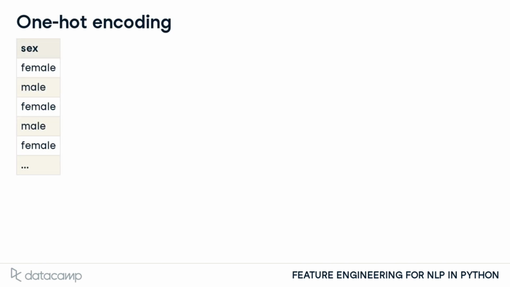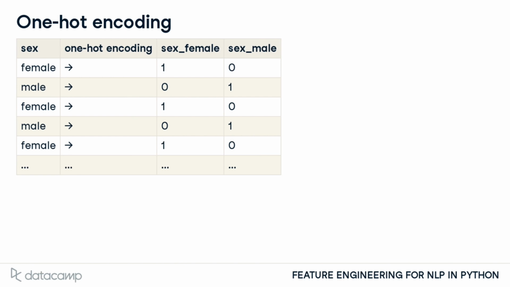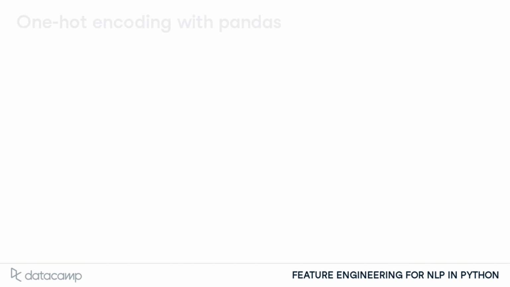ML algorithms can also work with categorical data provided they are converted into numerical form through one-hot encoding. Let's say you have a categorical feature sex with 2 categories, male and female. One-hot encoding will convert this feature into 2 features, sex male and sex female, such that each male instance has a sex male value of 1 and sex female value of 0. For females, it is vice versa.